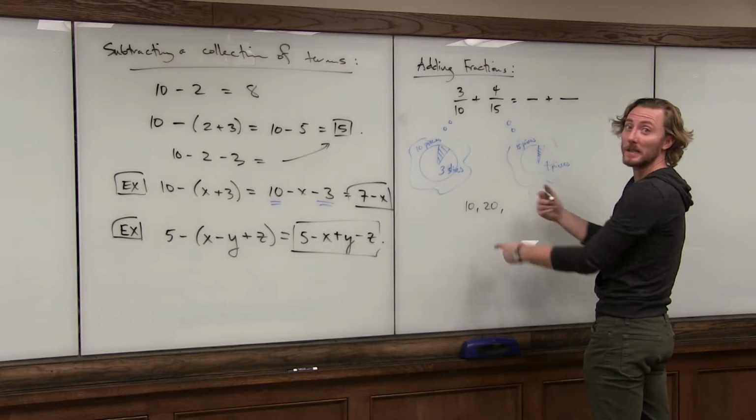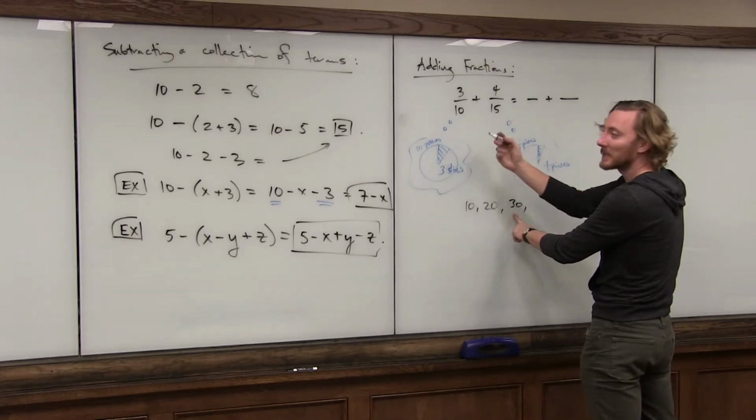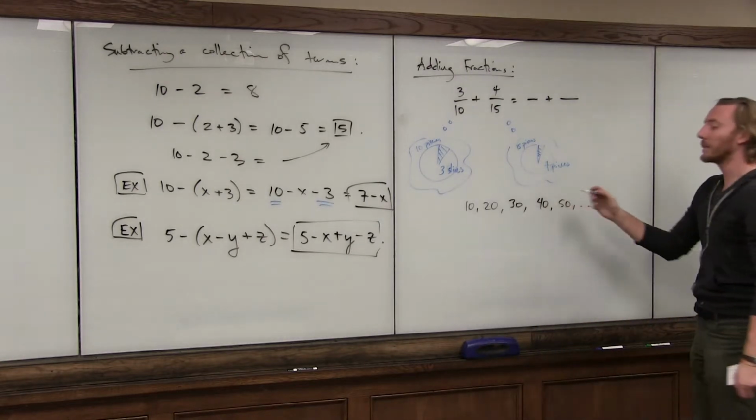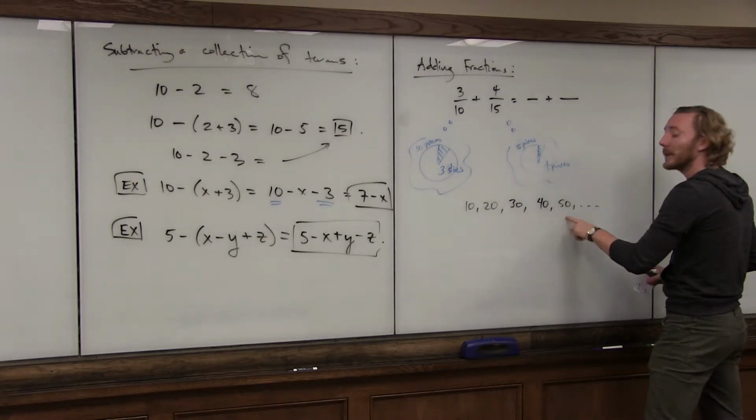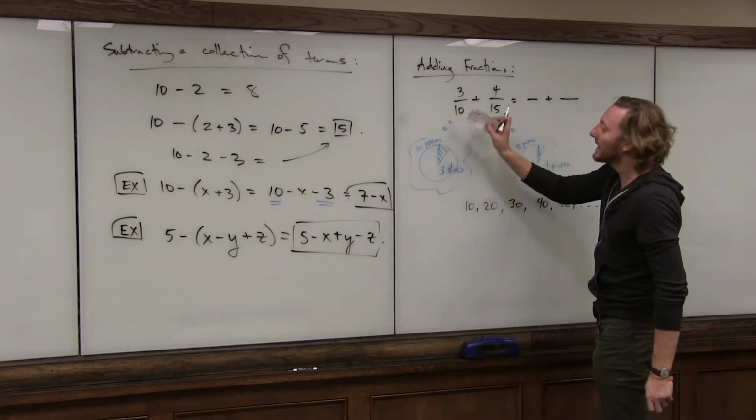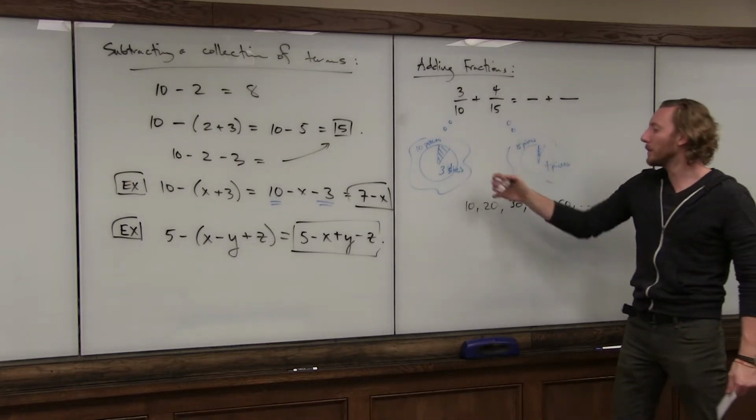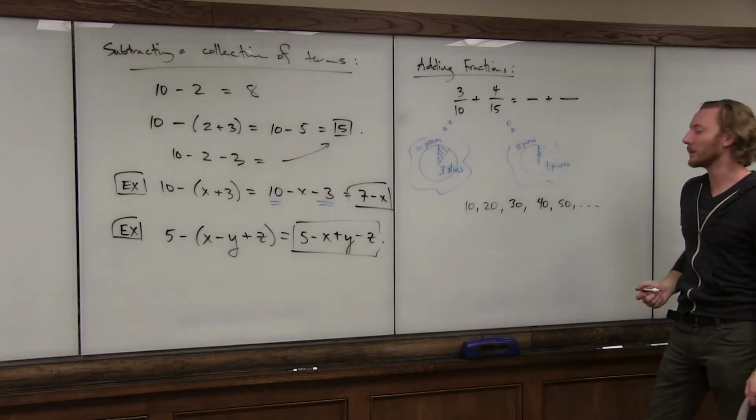What if you cut each piece into 3 pieces? Now you'd have 30 pieces. What if you cut each piece into 4 pieces? You'd have 40 pieces. Cut each piece into 5, 50 pieces, and so on. So these are the possible piece configurations based on how many pieces you cut each slice into. Cut each slice into 2 pieces, 20 pieces in your pie. Cut each slice into 3 pieces, 30 pieces in your pie, and so on and so forth.